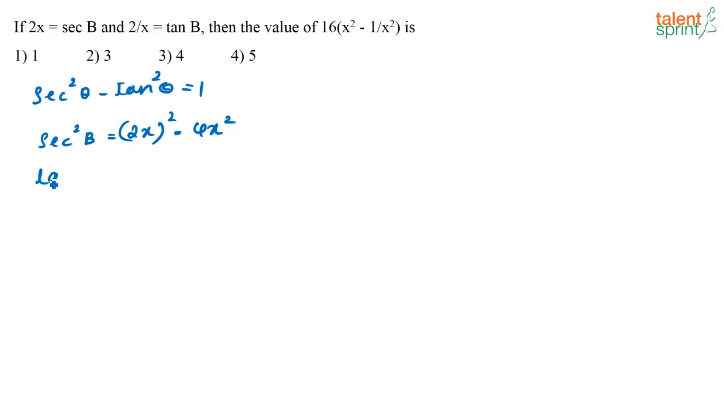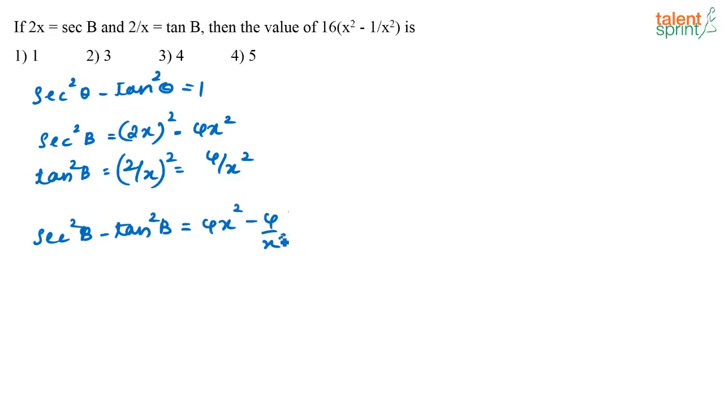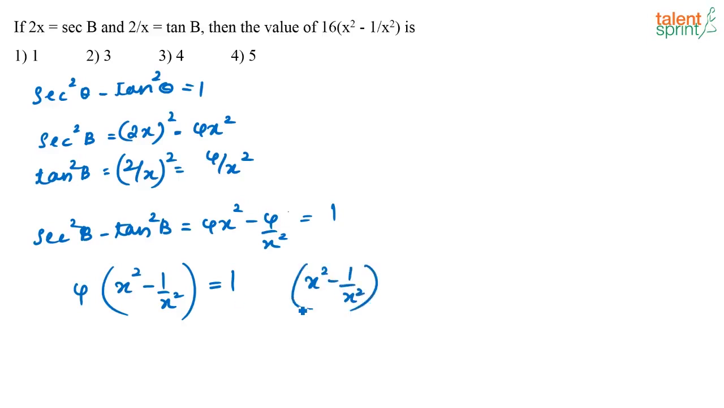Similarly, what is tan square b? Tan square b is equal to 2 by x the whole squared, that is equal to 4 by x squared. So what is sec square b minus tan square b? We know it is equal to 4x squared minus 4 by x squared, which is equal to 1, or I can say x squared minus 1 by x squared into 4 is equal to 1. Now what should I find out? x squared minus 1 by x squared is equal to 1 by 4. I should find out 16 into this, so multiply 16 on both sides. The answer that you get will be 16 by 4, that is 4.